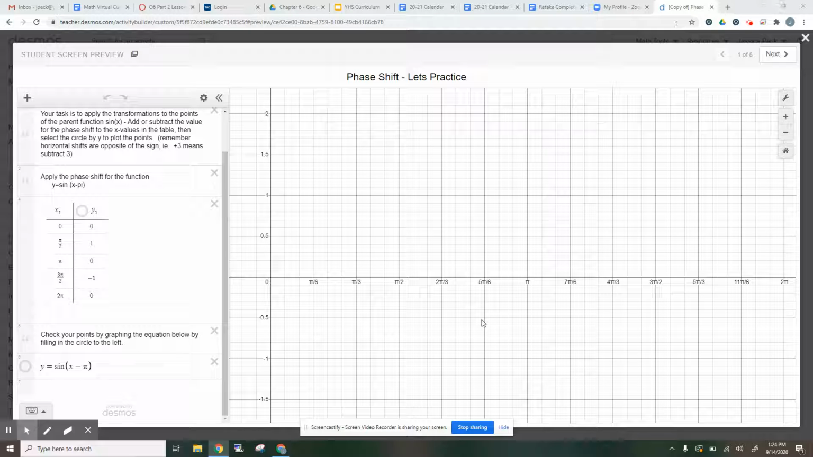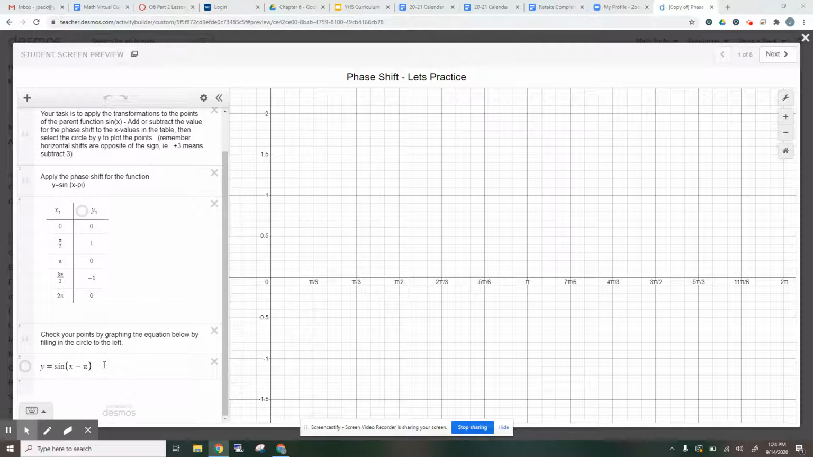Class, I wanted to briefly explain this Desmos activity since you guys will be at home today. So what we're practicing here is all of our functions. I wanted to start with one that was a little bit more simple so that the rest of them could be a little bit easier.